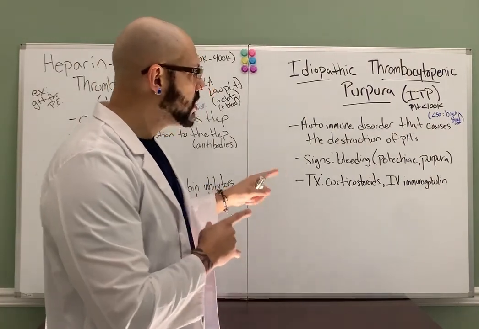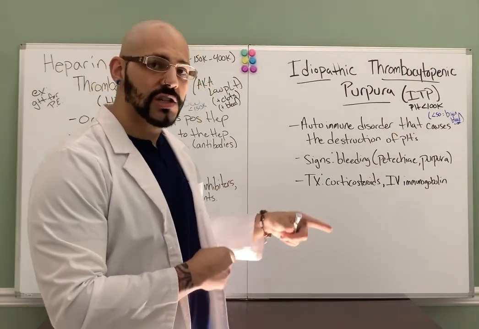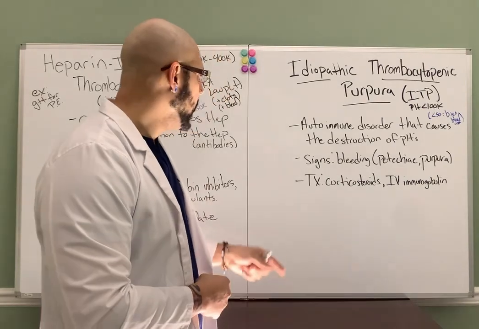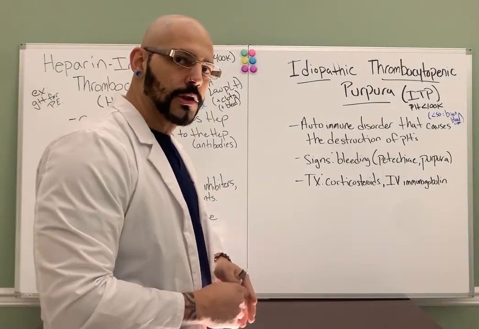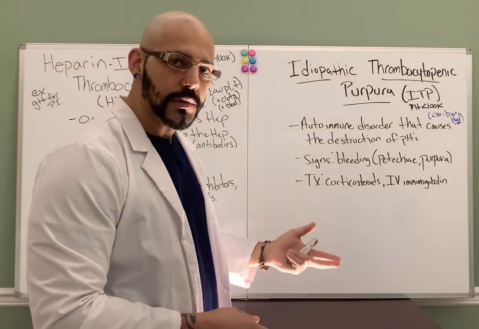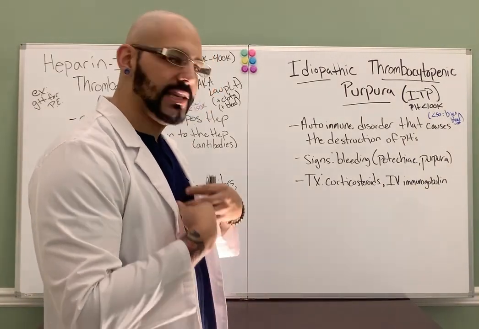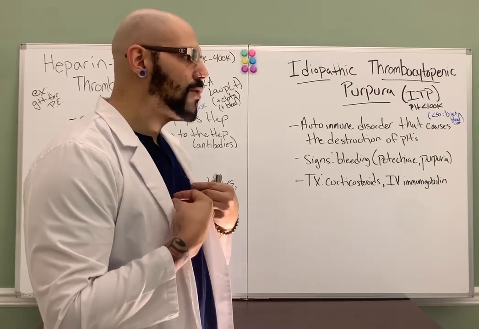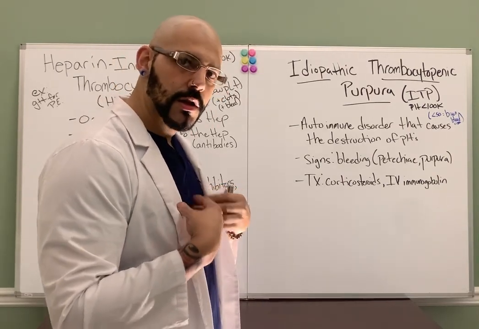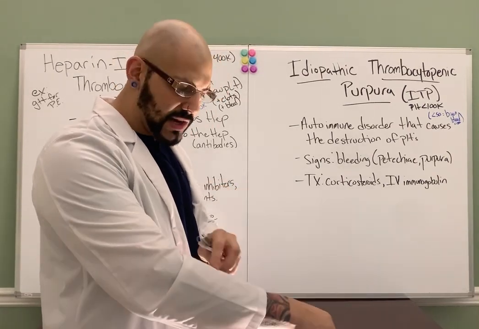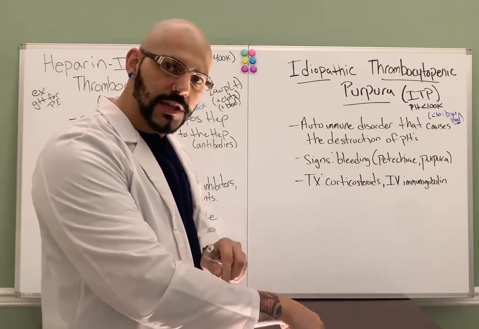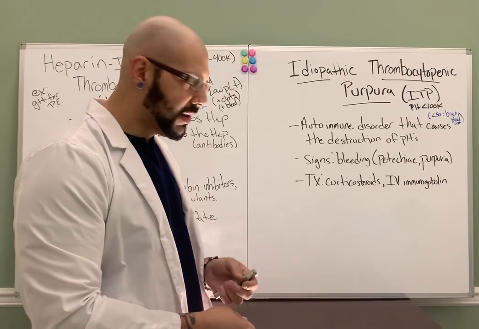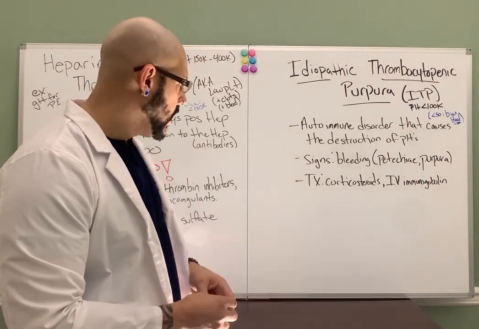ITP is an autoimmune disorder that causes the destruction of platelets, all right? Some signs that you may also see, similar to the heparin-induced thrombocytopenia, is bleeding. What you may see is petechiae, which is like redness around the chest area, maybe around the arms, okay? Just like redness on the surface of the skin, which means that just capillaries are starting to bust and you're getting all these little red dots all over the place. You may also see some purpura as well.